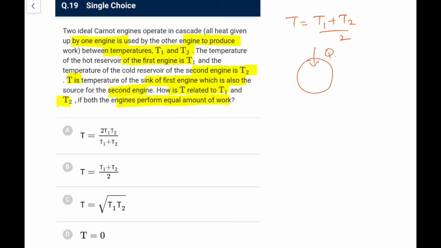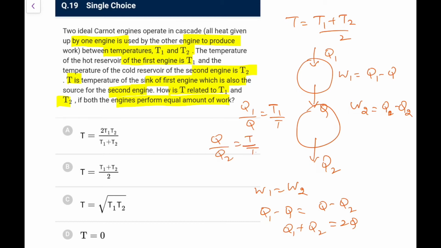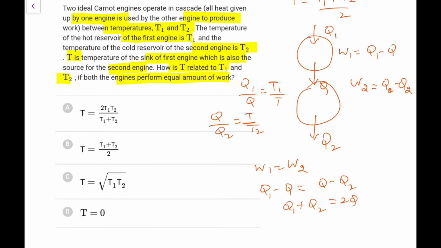Now to understand it, let's assume the first one gets heat Q1, releases heat Q, the second takes Q and releases Q2. So W1 would be Q1 minus Q, W2 would be Q minus Q2. So W1 is equal to W2, that means Q1 minus Q is Q minus Q2. So Q1 plus Q2 is equal to twice of Q, and here Q1 by Q is equal to T1 by T, and Q by Q2 will be equal to T by T2. So Q is directly proportional to the temperature, so T1 plus T2 would be equal to twice of T, so T is T1 plus T2 by 2.